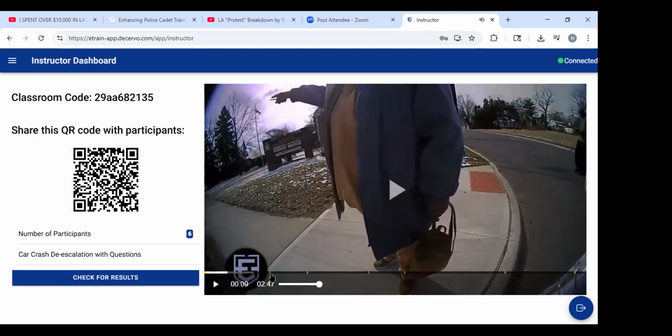Hey, I have a question. Are these little markers right here where the questions pop up and generate?